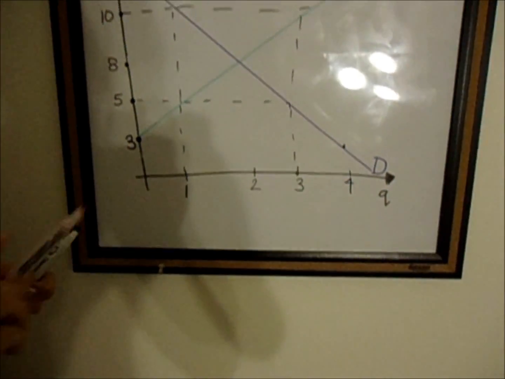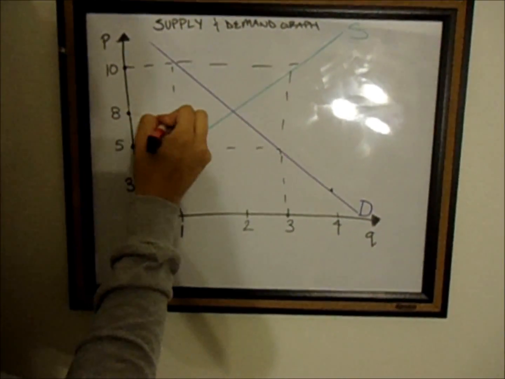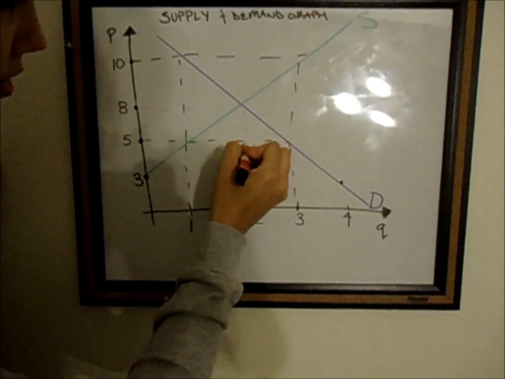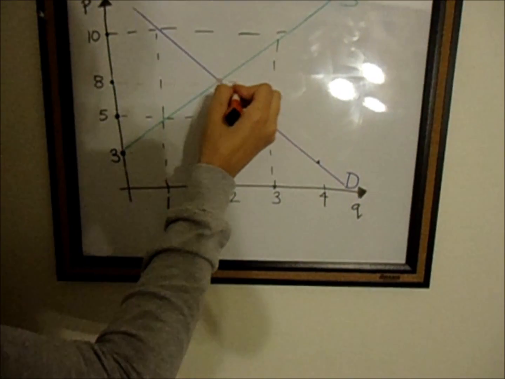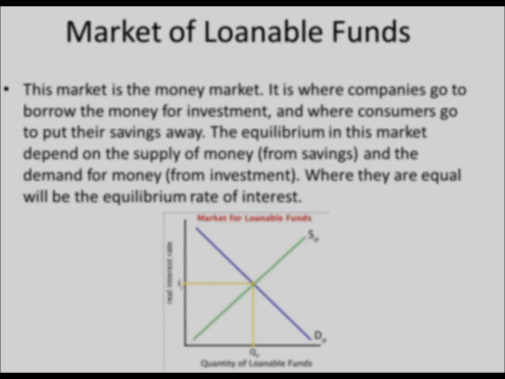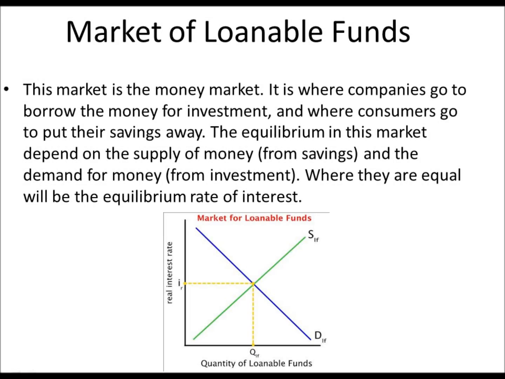Now let's look at the equilibrium point. At $8 an hour, 2 people are willing to work, and that is where supply and demand cross. That would be our equilibrium point. Now let's look at a macroeconomic example.